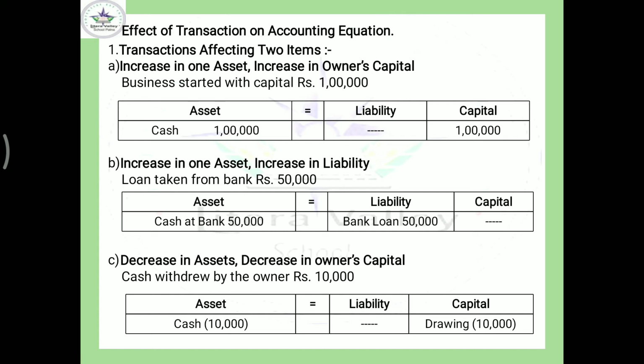In the first part, we will learn those examples of transactions that affect two items in the opposite way. Means one will be asset and the second will be either liability or capital. So for the first example, as we have already learned, business started with capital rupees 1 lakh. So cash will increase by rupees 1 lakh and capital will also increase by rupees 1 lakh.